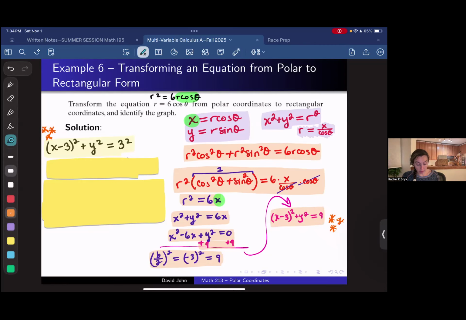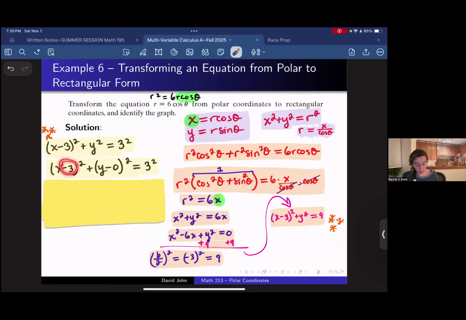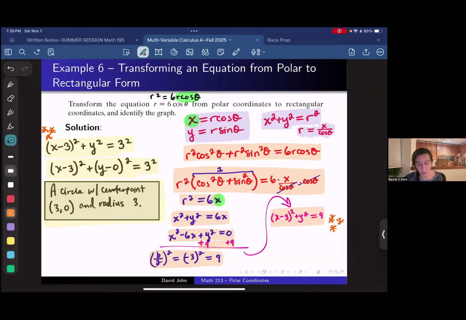And so that y squared, like I said before, is the same as y minus 0 in parentheses squared, so that we can clearly see that we have a circle with center point 3 comma 0 and a radius of 3. And so now we officially identified our graph, and that completes this problem. So we'll be doing some more examples just to get the hang of everything.